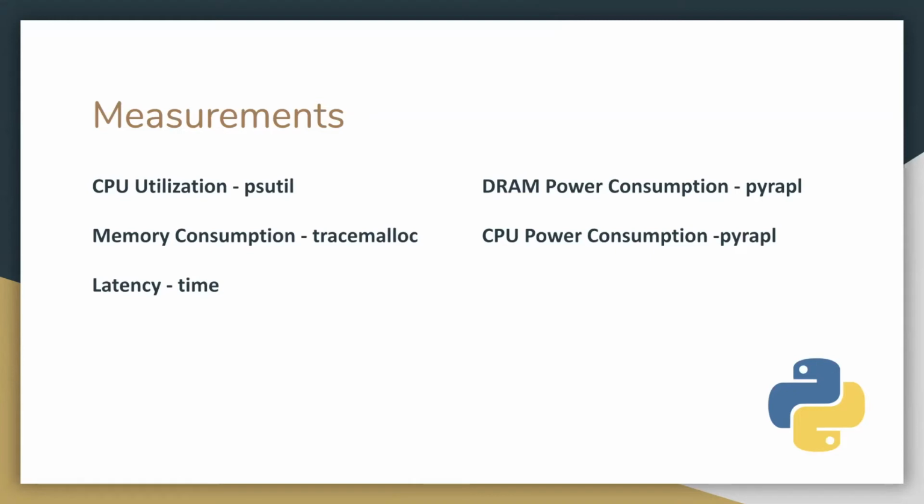Okay, so for the power consumption for DRAM and CPU, we used the pyRAPL library. Similar to tracemalloc, this library has a meter which you can start before the function you're trying to measure and stop after the function has completed. What this meter does is actually go through the Linux kernel and monitor the process and the files associated with it for measuring the power consumption later on.